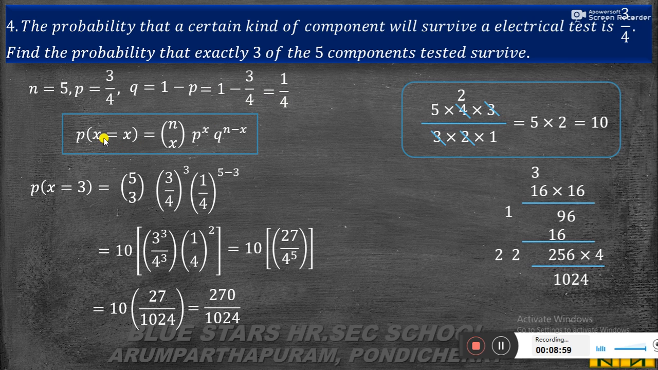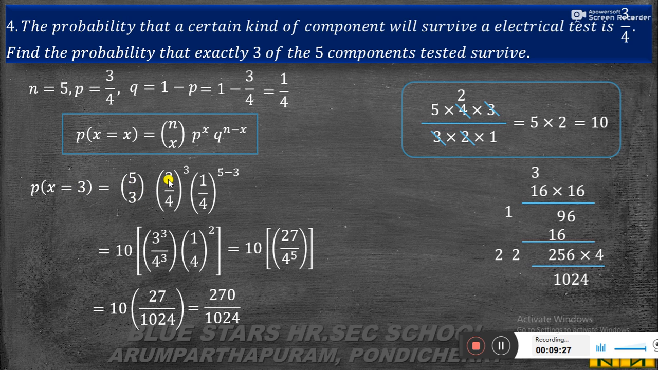So therefore, now I am taking the binomial distribution. Probability of X equal to x means nCx p power x q power n minus x. Here the n value is 5. They ask to find the probability that exactly 3 of the 5 components survive, so I take x equal to 3. So probability of X equal to 3 means 5C3.